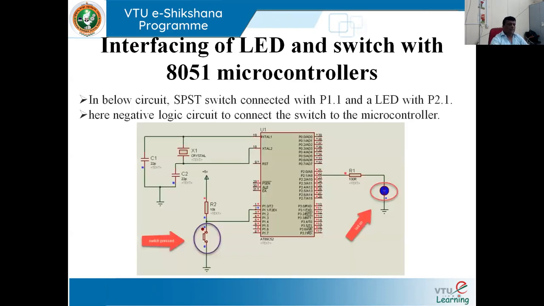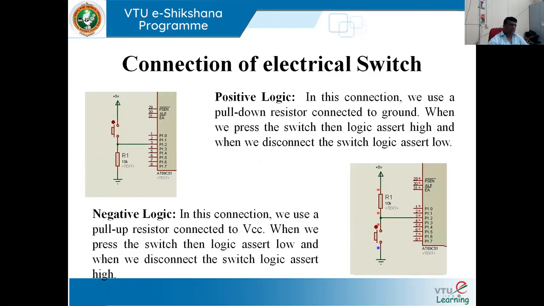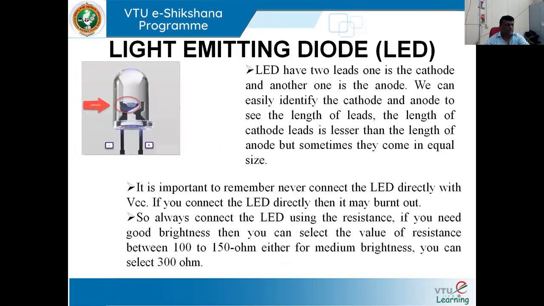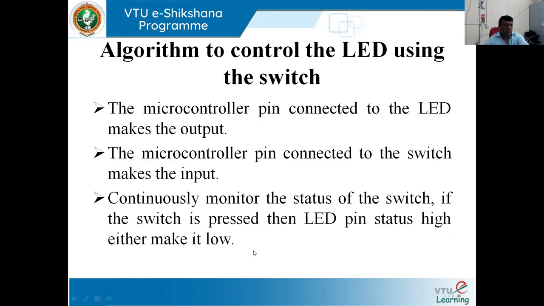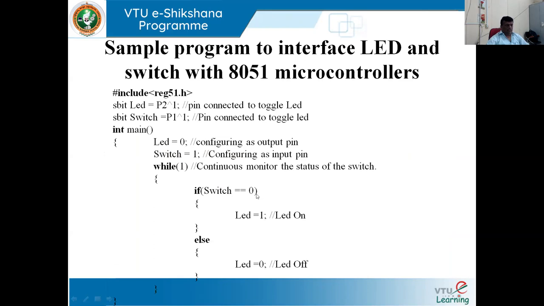You can see that here the pull-up resistor is connected to VCC. If you connect the pull-up resistor to VCC, as we have discussed, this is a negative logic, right? So in a negative logic, when the switch is pressed, we'll get 0. So when switch is 0, the LED is on, else it is off. So if you change the logic from negative to positive, then we'll get a different result. So this is how we need to write a sample program for interfacing LED and switch to the microcontroller.